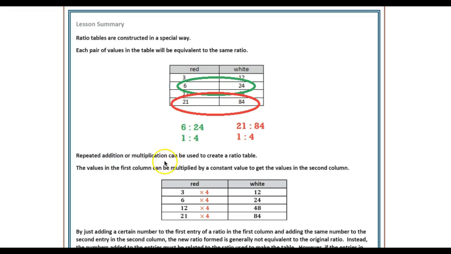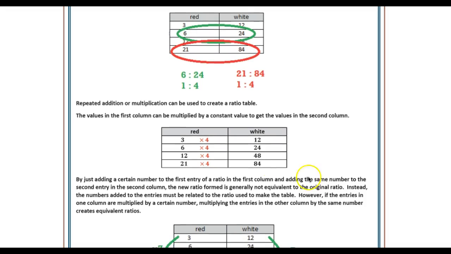Repeated addition or multiplication can be used to create a ratio table. The values in the first column can be multiplied by a constant value to get the values in the second column. So here's the first column, here's our second column, here's our constant, the number that doesn't change. In this case it was 3 times 4, 6 times 4, 12 times 4, and 21 times 4. So that's one way that we can fill in our ratio table.